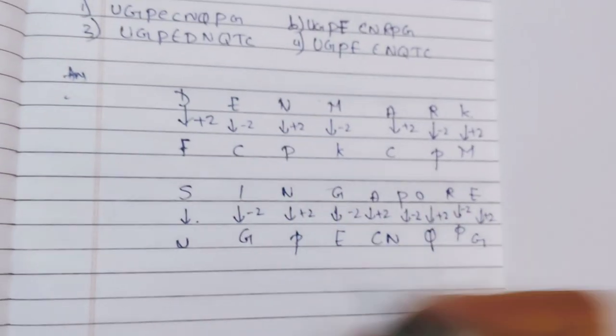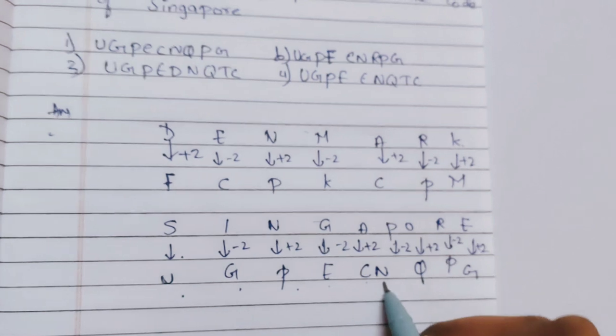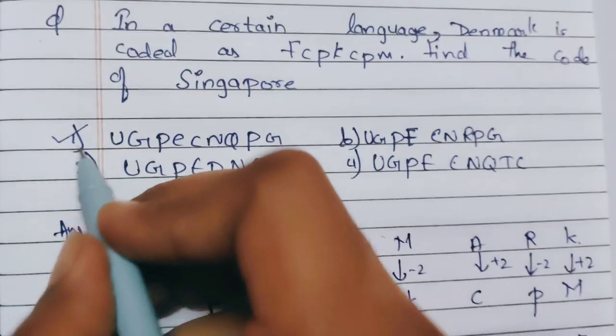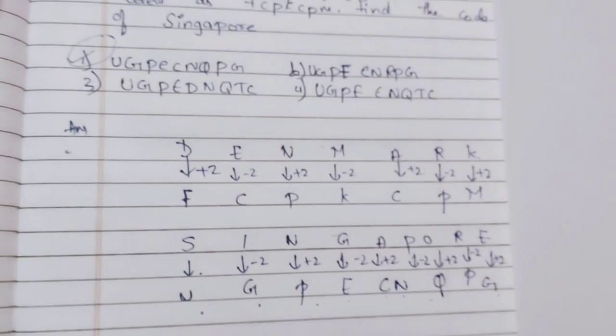So what answer did we get? U, G, P, E, C, N, Q, P, G. Now see the options. Option first is the correct option. So in this question we solved it easily, finding how they coded it. Let's see another question.